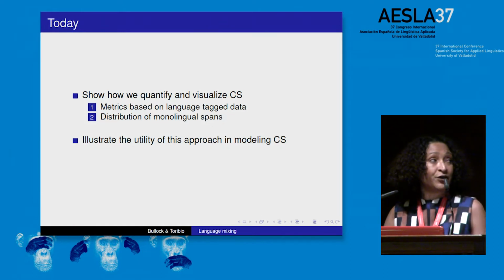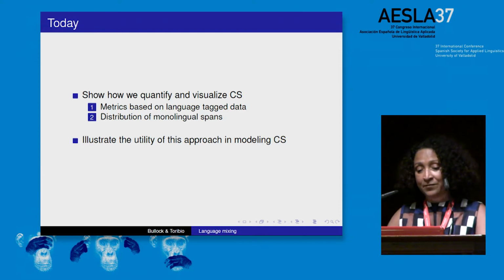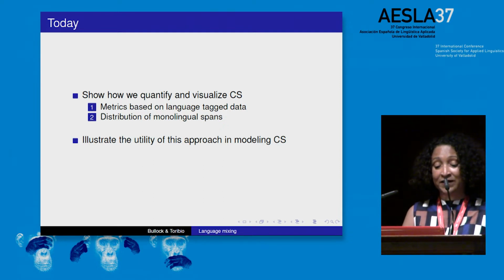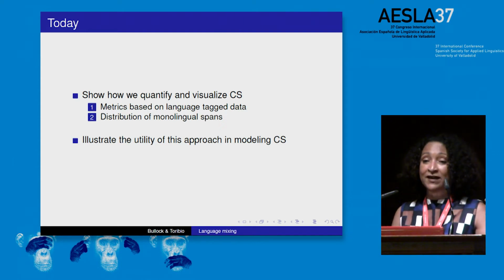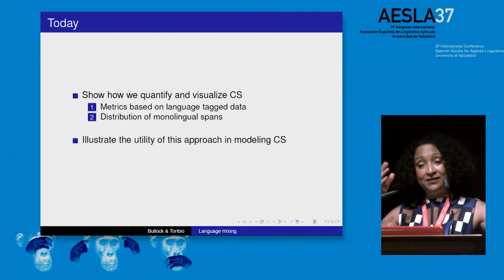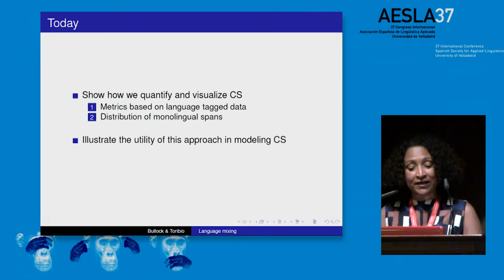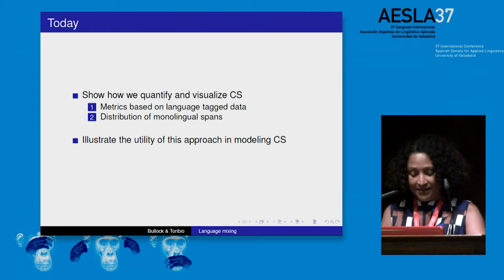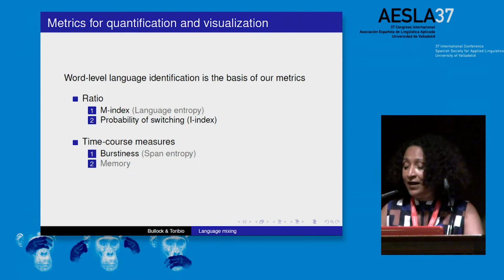So today we're going to show you how we quantify and visualize code switching or code mixing. We're going to talk about metrics that are based on data that is tagged for language, and I'll talk about that momentarily. We'll talk about the distribution of monolingual spans, right? If you think of a mixed language text as a series of spans in one language and then in another language. And then we'll illustrate this approach in modeling code switching and testing some hypotheses. Okay, quantification and visualization. Let's start here.